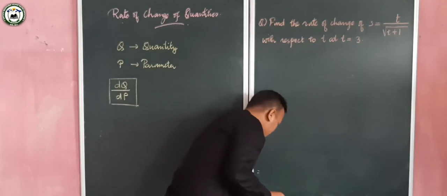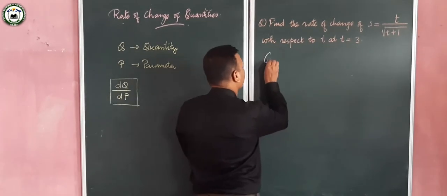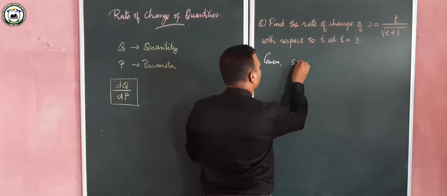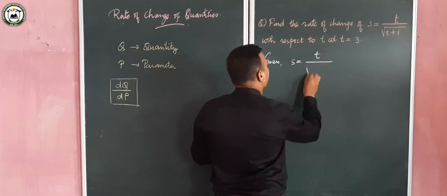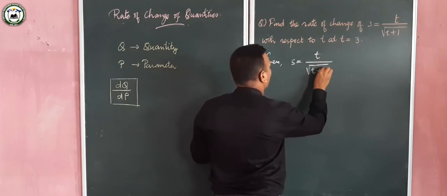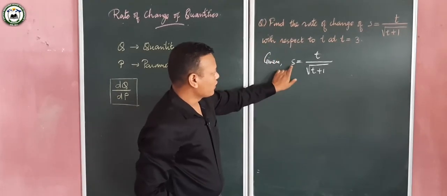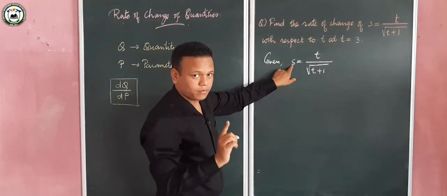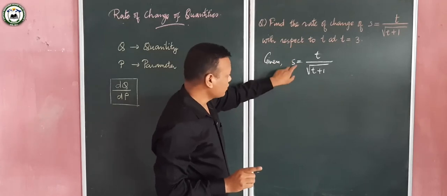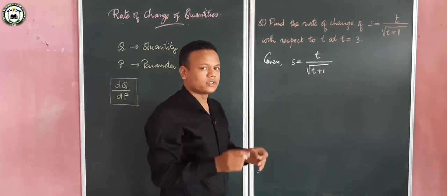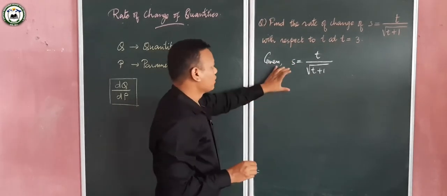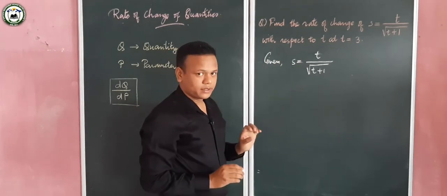So given is S equals T by square root of T plus 1. As per the question, we need to find dS by dt, because we need to find the rate of change of S with respect to T. So basically the question is asking, find dS by dt. Now for that we need to differentiate both sides, right?